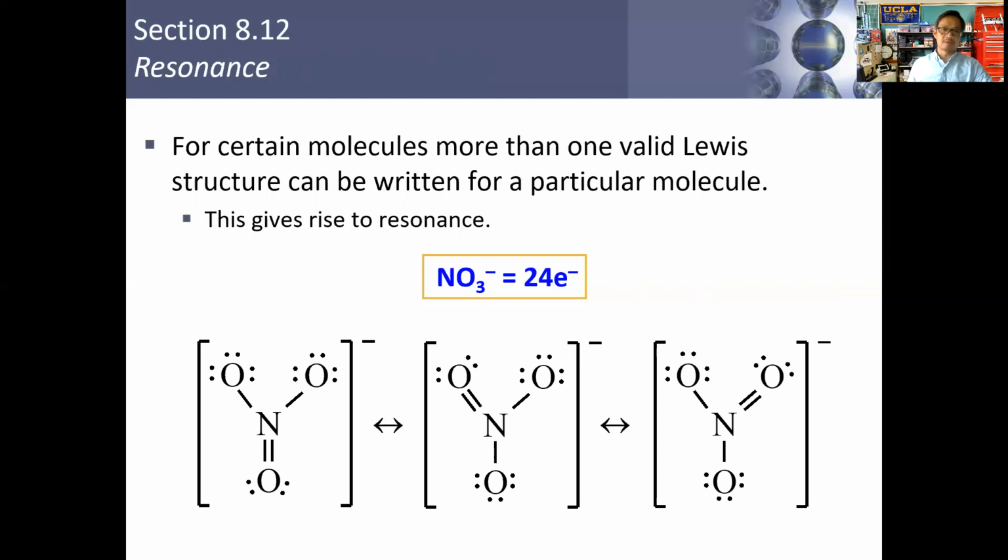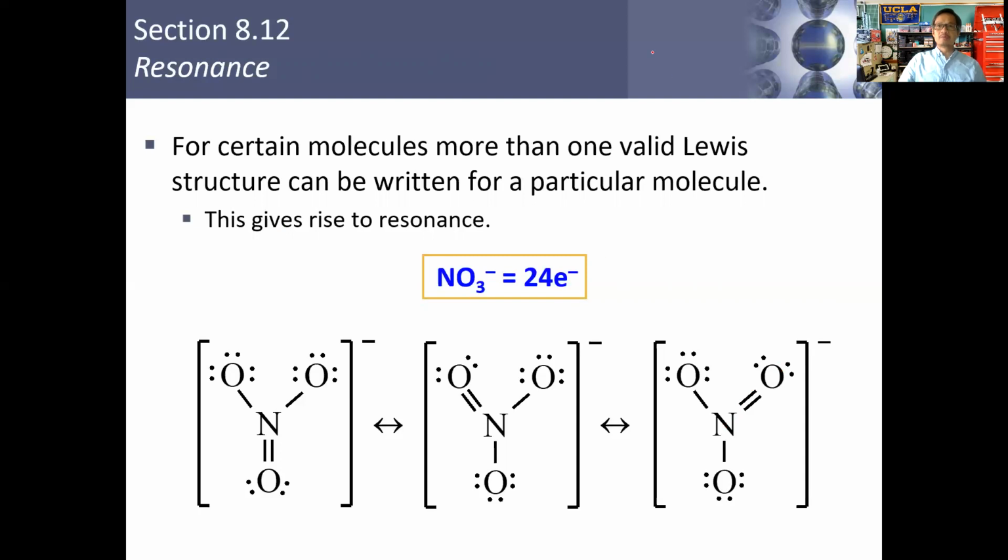If you take a look at the very first structure here, the double bond sits between nitrogen and the oxygen on the bottom. In the middle structure, the double bond is shifted over to the nitrogen and the oxygen on the left-hand side. And finally, with the last structure on the right, the double bond sits between the nitrogen and the oxygen on the right-hand side. So the double bonds have been drawn in different locations for each of these structures. They are not the same structure, but they are all valid structures. Every atom has their 8 electrons, and we've accounted for these 24 electrons in each one of these structures.